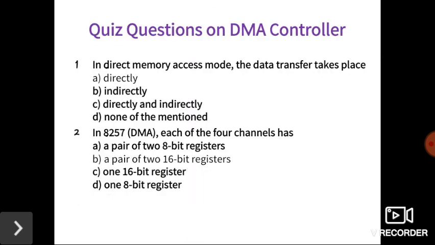Next, the quiz questions on DMA controller. The first question is, in direct memory access mode, the data transfer takes place. Options are directly, indirectly, directly or indirectly, or none of them mentioned. The second question, in the 8257 DMA, each of the 4 channels has: option A, a pair of 2 8-bit registers; option B, a pair of 2 16-bit registers; option C, 1 16-bit register; option D, 1 8-bit register.